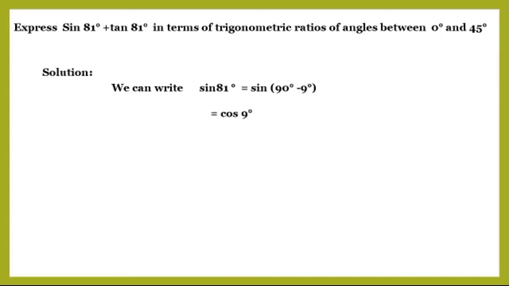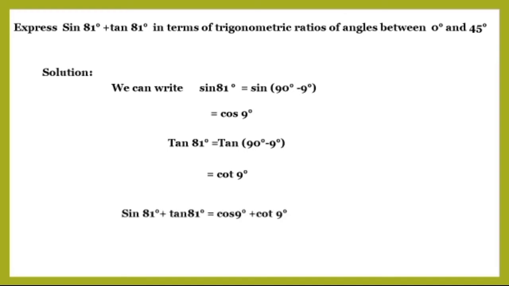Now tan 81° equal to tan(90° − 9°), since 90 minus 9 equal to 81. So tan 81° is equal to tan(90° − 9°). But tan(90° − 9°) equal to cot 9° from trigonometric ratios of complementary angles. Therefore, sin 81° + tan 81° equal to cos 9° + cot 9°.